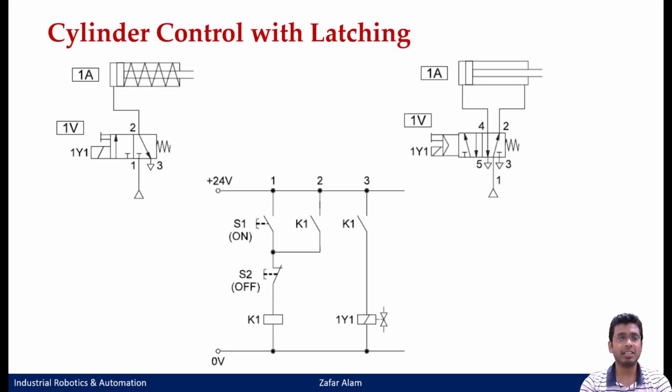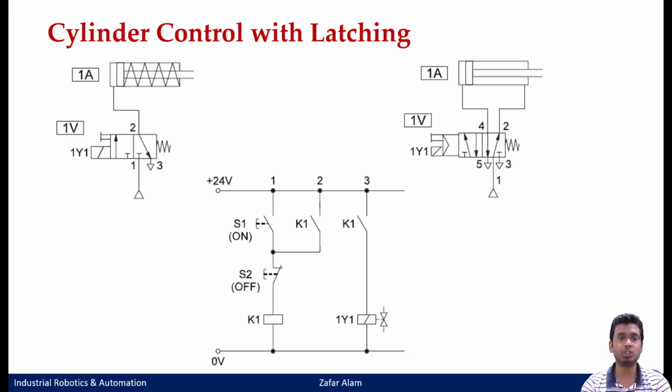Say I have a single acting cylinder and a double acting cylinder, one operated by a 3x2 valve and the other operated by a 5x2 valve. This is the pneumatic portion of the circuit for the single acting and the double acting cylinder, and you have one solenoid here. Now suppose I want to make a circuit in which you do not use any switches, meaning the circuit should not be detentive in nature. You cannot use any control switches; you only have to use push buttons.